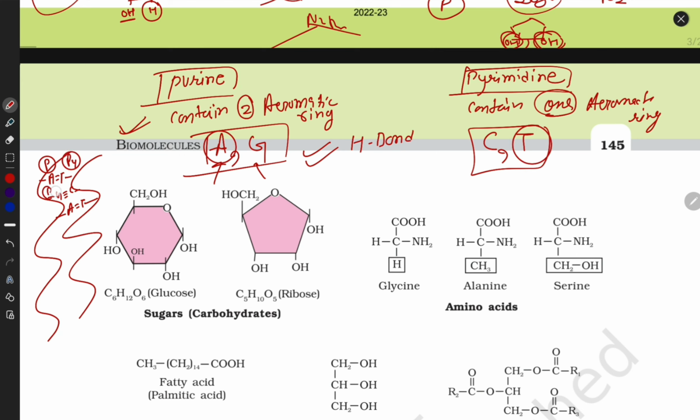If I talk about A and T, this is the purine and this is the pyrimidine. Their bond is a hydrogen bond, a double bond. And if I talk about G and C, purine and pyrimidine, they attach with hydrogen bonds. How many hydrogen bonds? 1, 2, 3. Three hydrogen bonds. Clear guys? Is your concept clear or not?